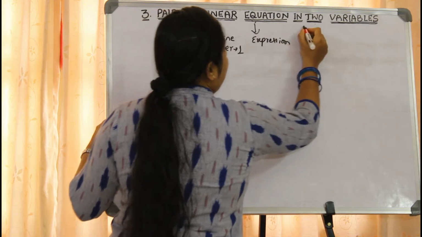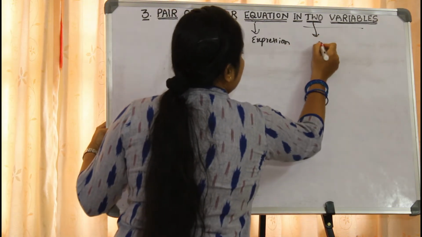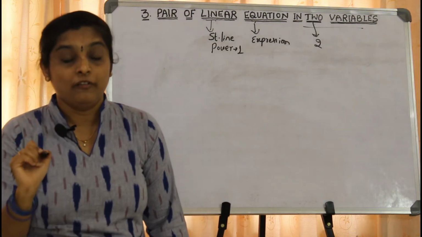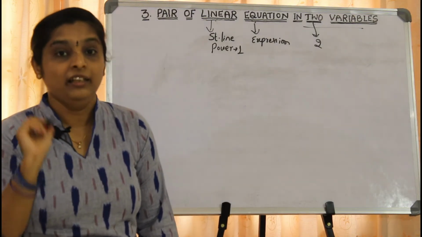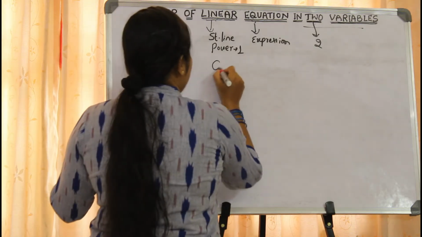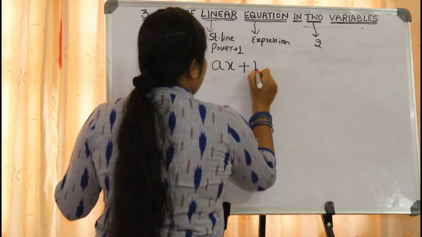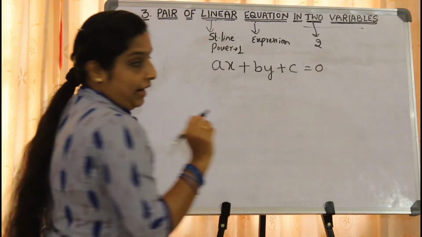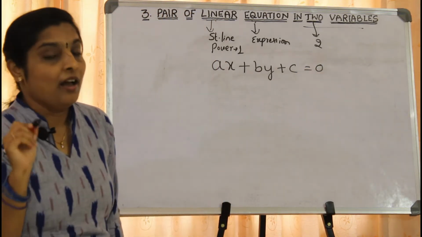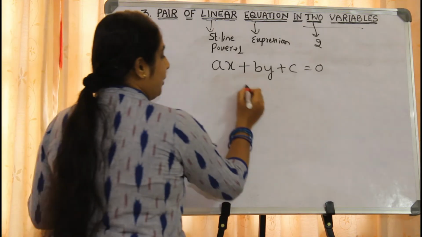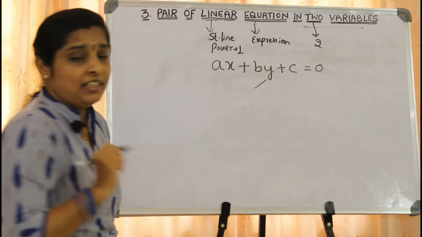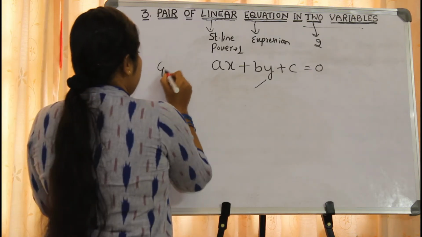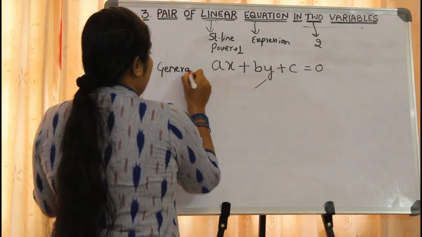and this should contain how many variables? Yes, 2 variables. So try to recall the general form of a linear equation from 9th standard. What is the general form? ax plus by plus c is equal to 0. And which are the variables here? Of course, x, y are the variables here. And is there any condition for this general form?